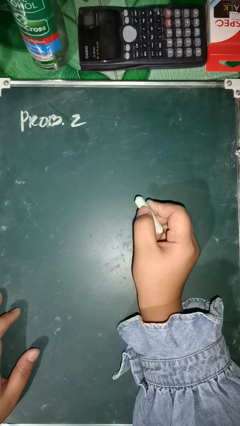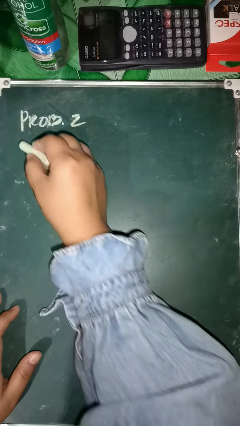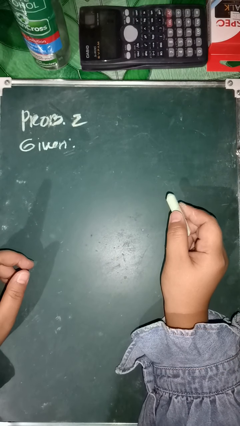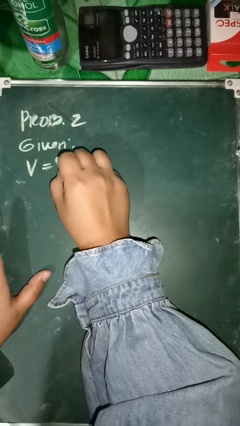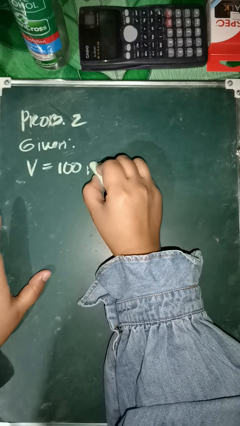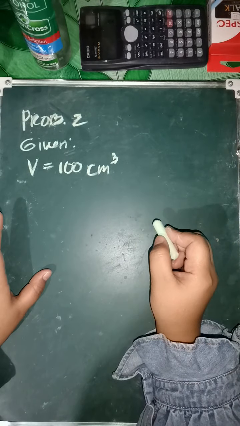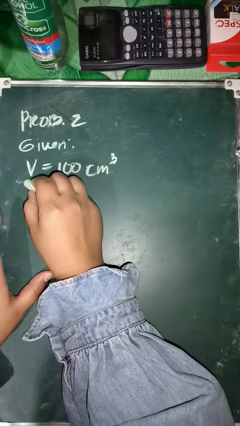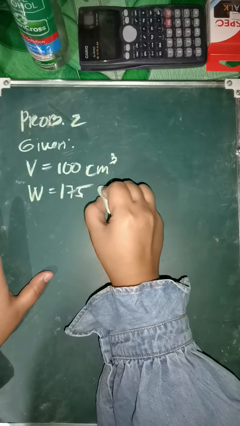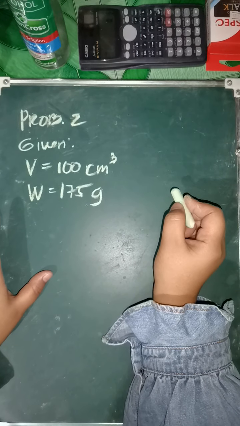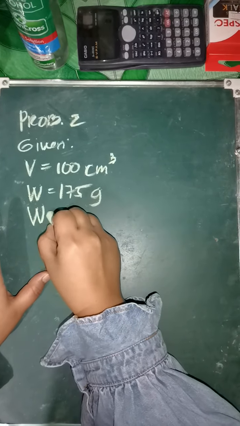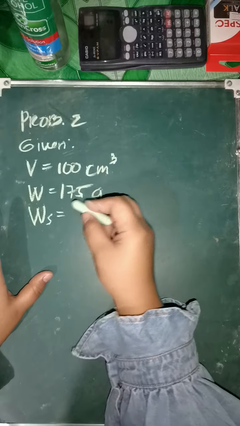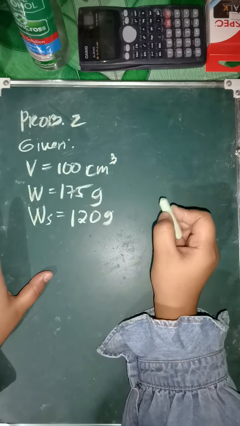So we're going to jot down first the given from the problem. We have a soil sample from a hand operated tool, a saturated clay. The volume given is 100 cubic centimeter, and it has a weight of 175 grams. And it has an oven dry weight, denoted as the weight of the dry soil, that is equivalent to 120 grams.